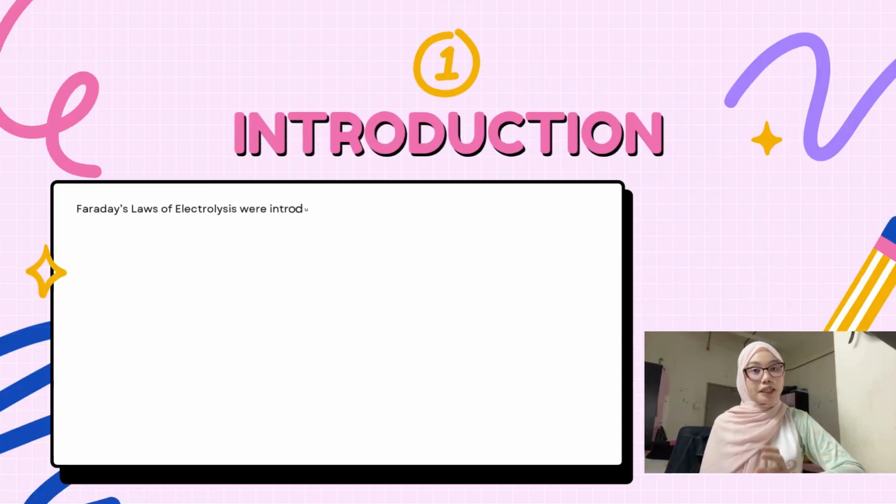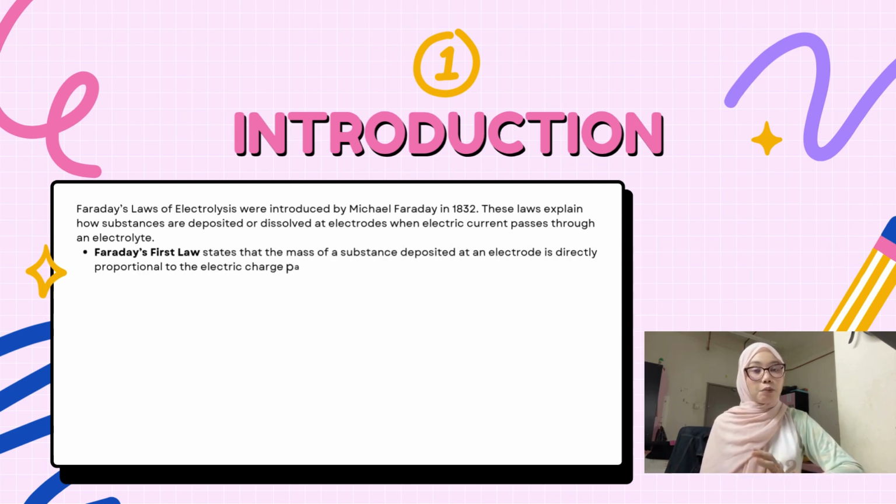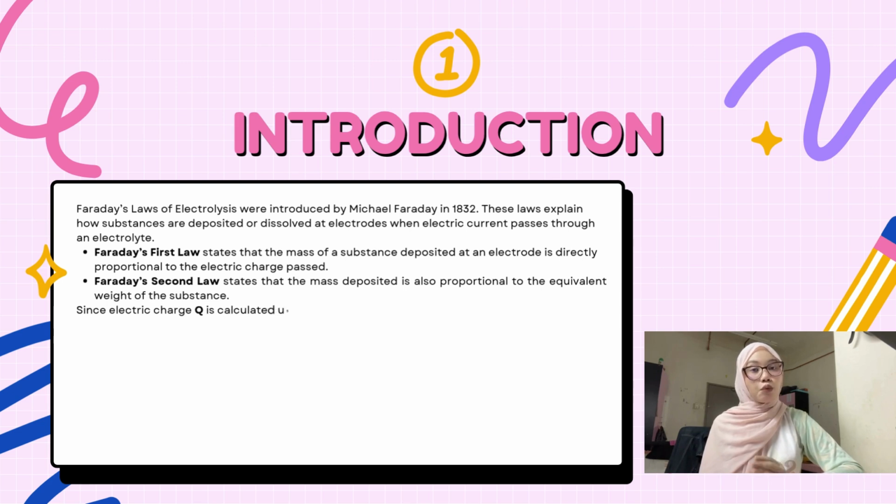Introducing Faraday's law. Faraday's law of electrolysis explains how the mass of a substance deposited at an electrode depends on the electric charge passed through the electrolyte. The first Faraday's law says mass is proportional to the charge, while the second Faraday's law says it's also related to the substance's equivalent weight.